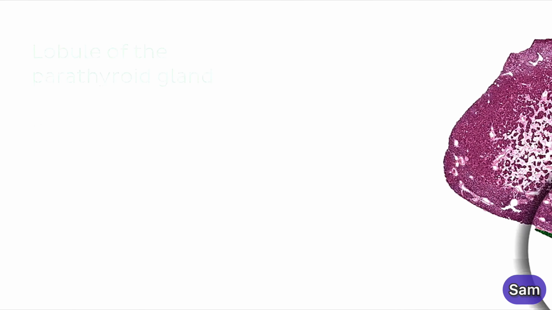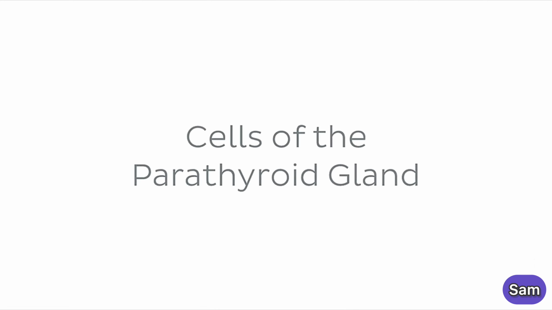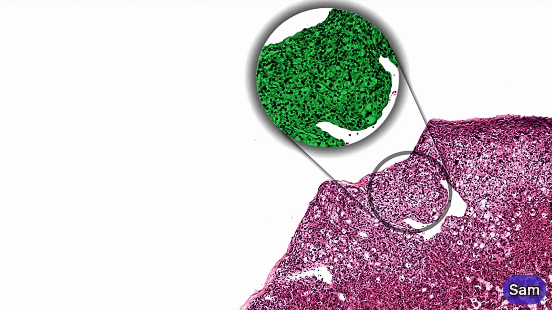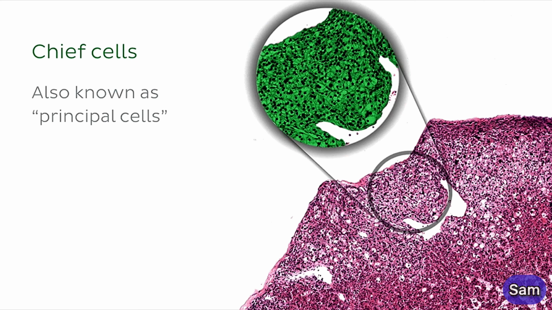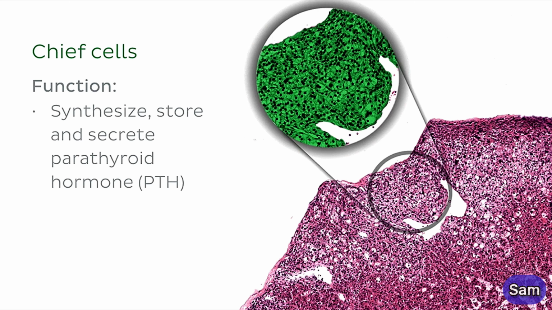All right, time to switch gears and take a look at the various cells that make up the parathyroid gland. There are 2 main types of cells that we'll explore today. The first are the chief cells, also known as the principal cells. These cells are the main, most numerous type of cell in the parathyroid gland. These are the cells that synthesize, store, and secrete parathyroid hormone.